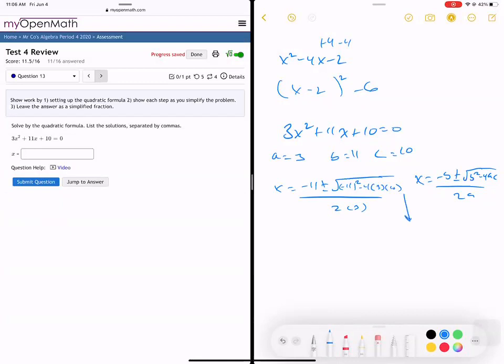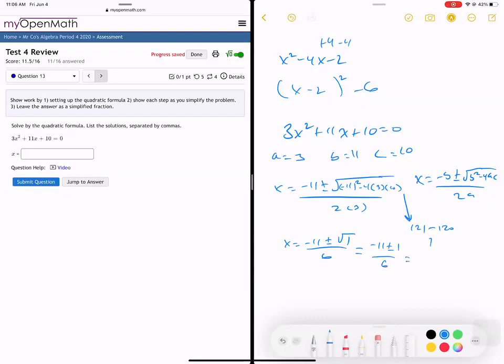And I'm going to do this part right here separately. 11 times 11 is 121. 4 times 3 is 12. 12 times 10 is 120, subtracted. And that becomes 1. So x equals negative 11 plus and minus the square root of 1, over 6. We can simplify this to be negative 11 plus and minus 1 over 6. Sorry, not square root of 6, I'm sorry, the 6.